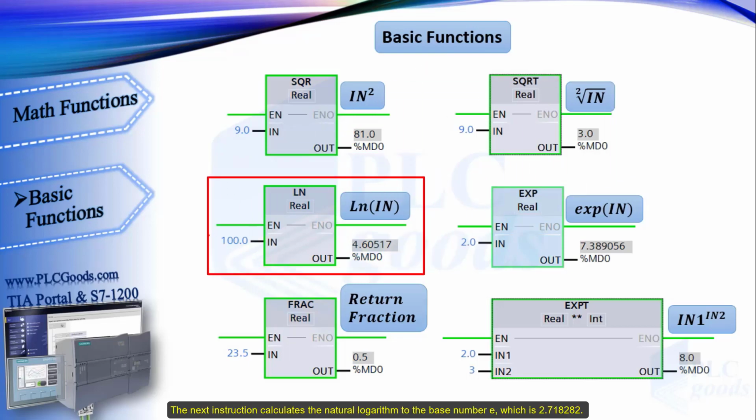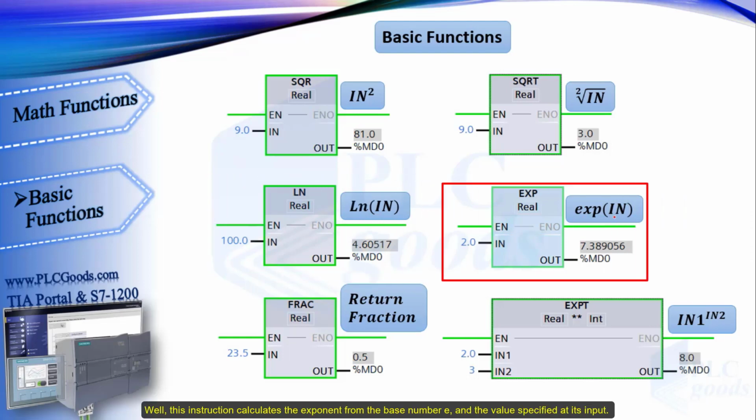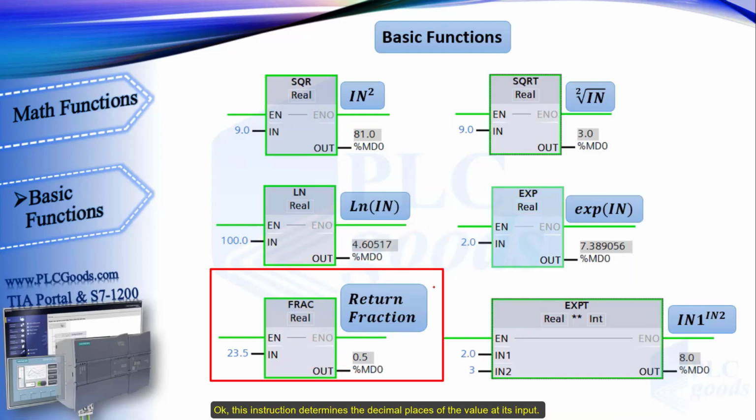The next instruction calculates the natural logarithm to the base number E, which is 2.718282. Well, this instruction calculates the exponent from the base number E and the value specified at its input. Okay, this instruction determines the decimal places of the value at its input. For example, for 23.5, it just returns 0.5.